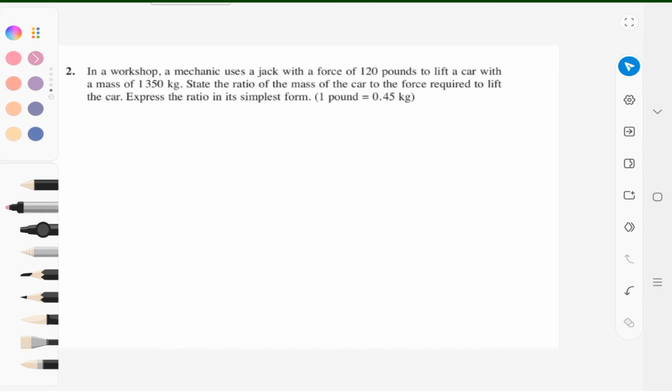In a workshop, a mechanic uses a jack with a force of 120 pounds to lift a car with a mass of 1,350 kg. State the ratio of the mass of the car to the force required to lift the car. Express the ratio in its simplest form. So it wants us to find the mass to the force. First, we have to determine the mass in this question. The mass is 1,350 kg and the force is 120 pounds.